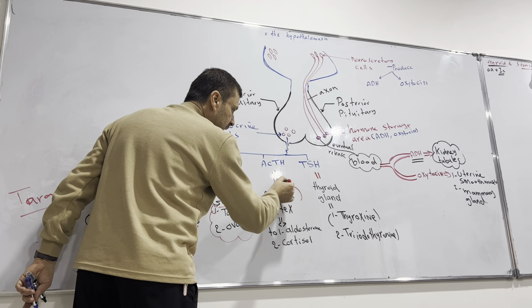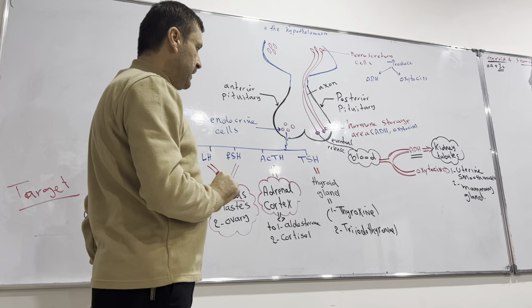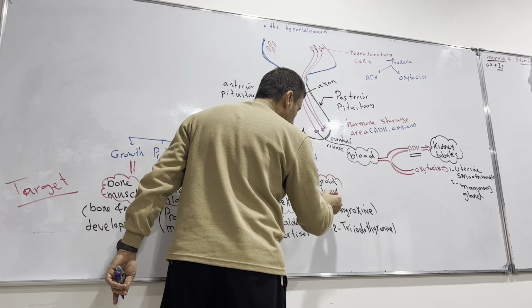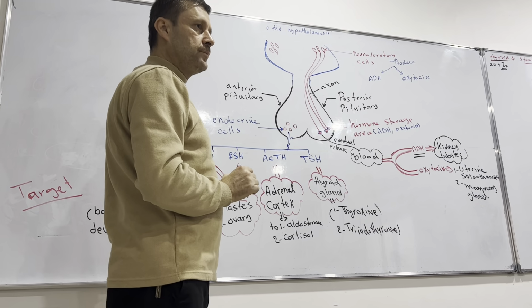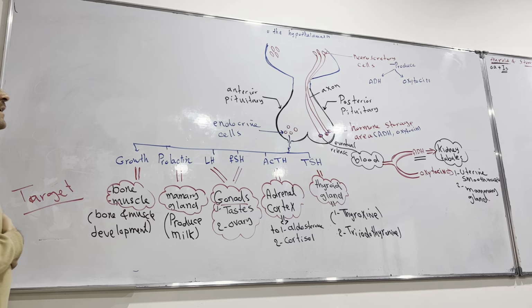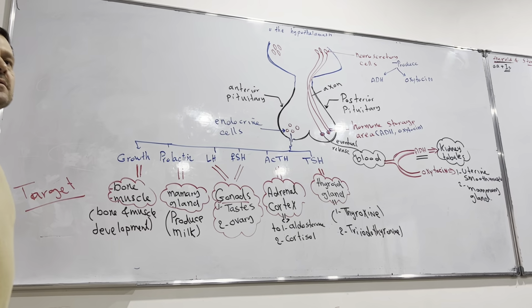ACTH targets the adrenal cortex. Finally, the target for the TSH will be the thyroid gland. So who can tell me generally that the pituitary gland produces how many hormones?